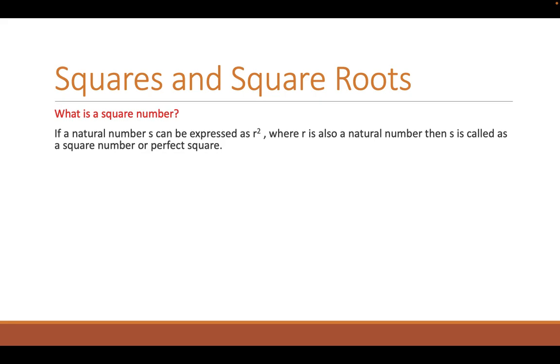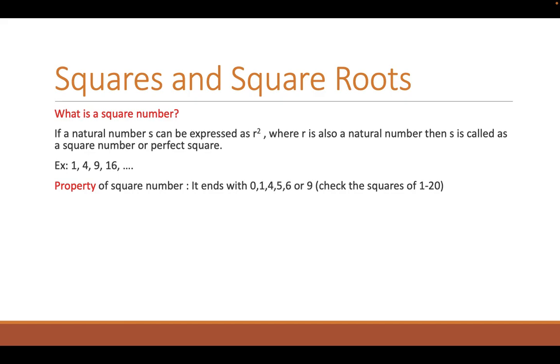So that's simple. If you can represent a natural number called s in the form of r square, where r is also a natural number, then s will be called a perfect square. So that's the understanding we will move on with. Next, examples are 1, 4, 9, 16. So 4 can be represented as 2 square, 9 can be represented as 3 square, 16 can be represented as 4 square, and so on and henceforth.